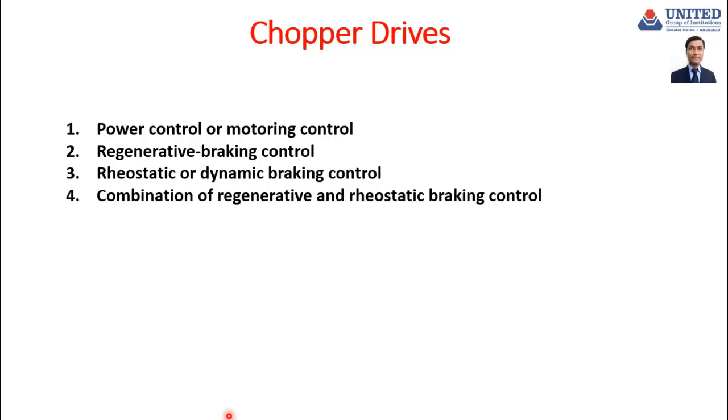The speed of DC motor can be controlled below the base speed by varying the armature voltage, and for speed control above the base speed, another chopper may be connected across the field winding. The DC to DC converter or chopper fed DC drives are generally used in electric traction applications.